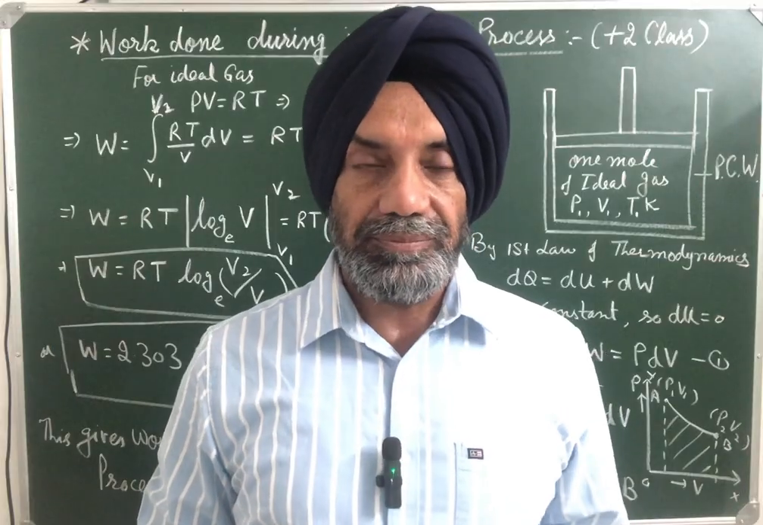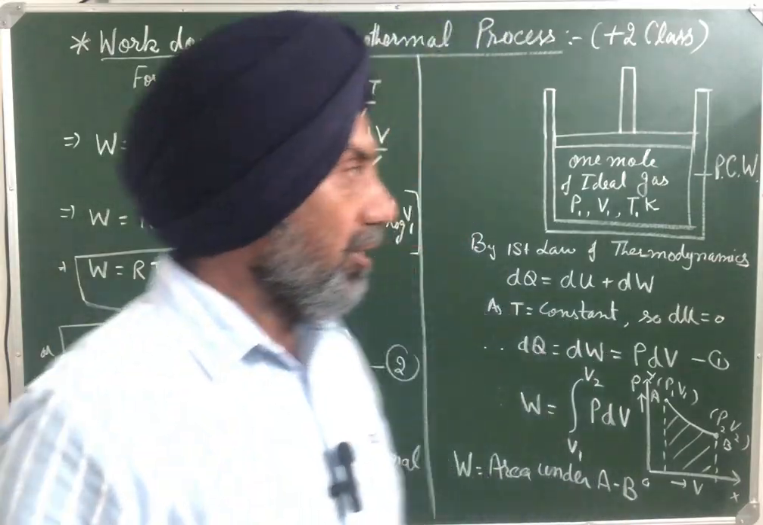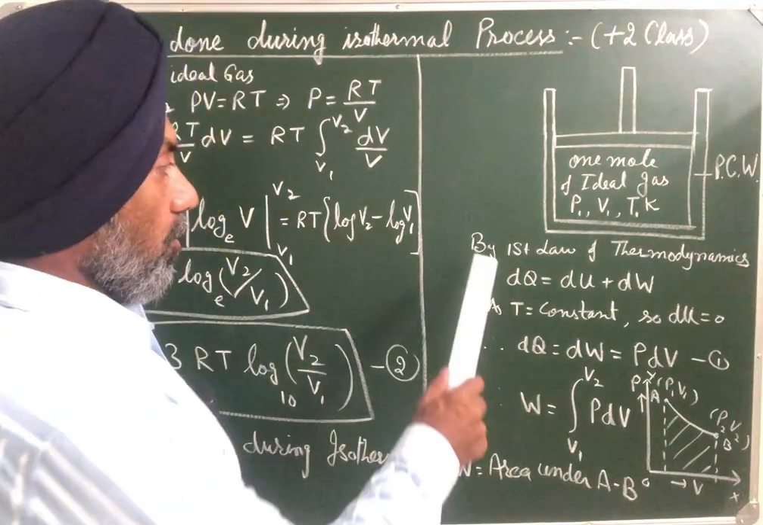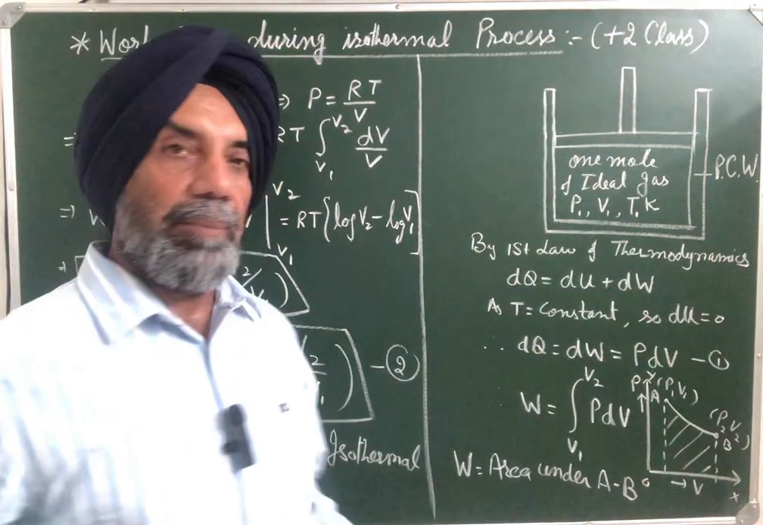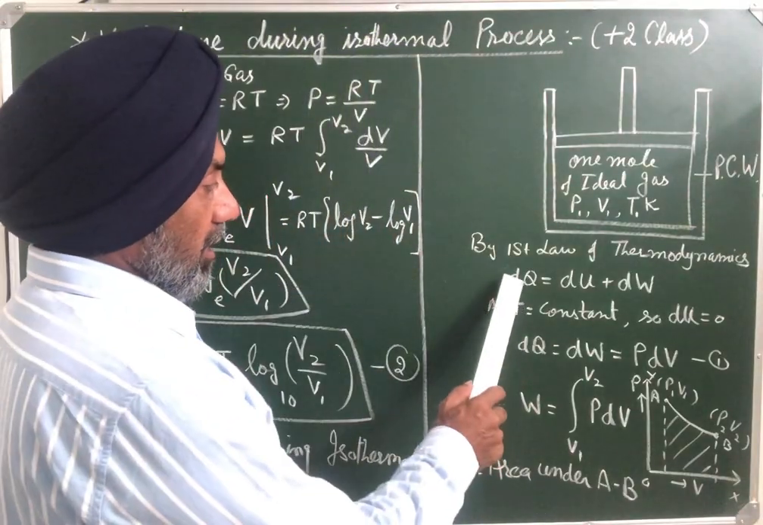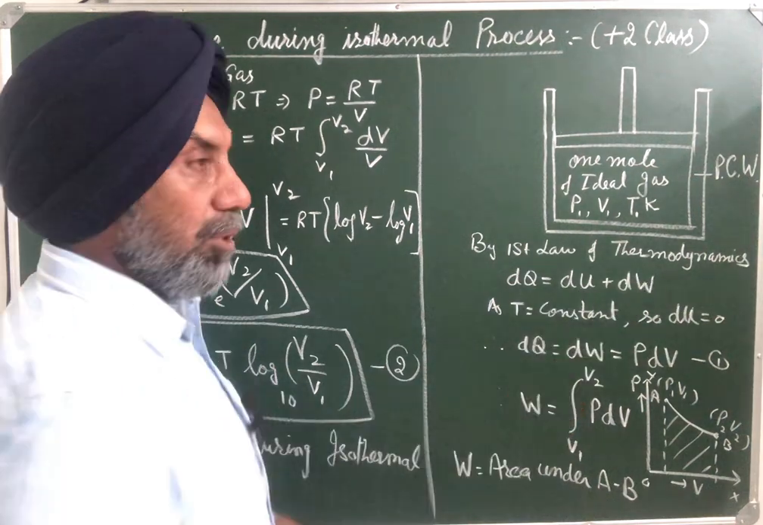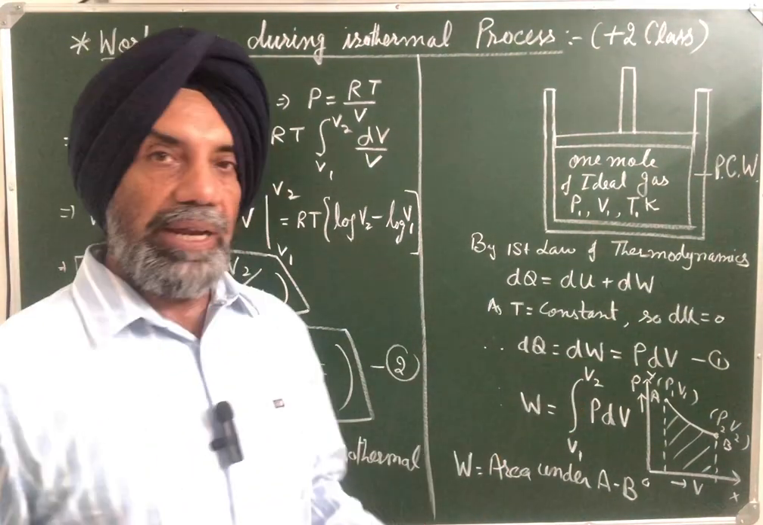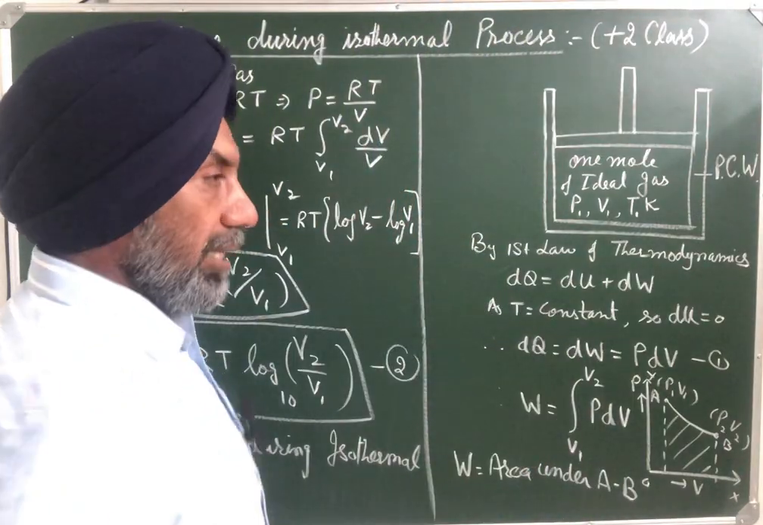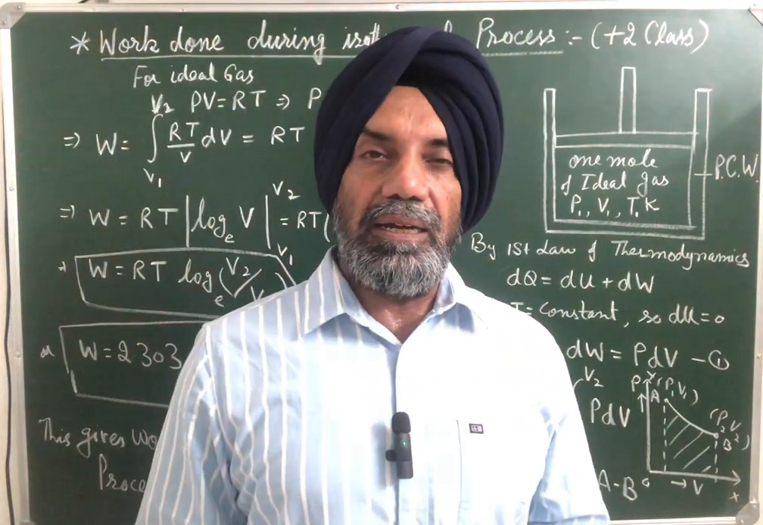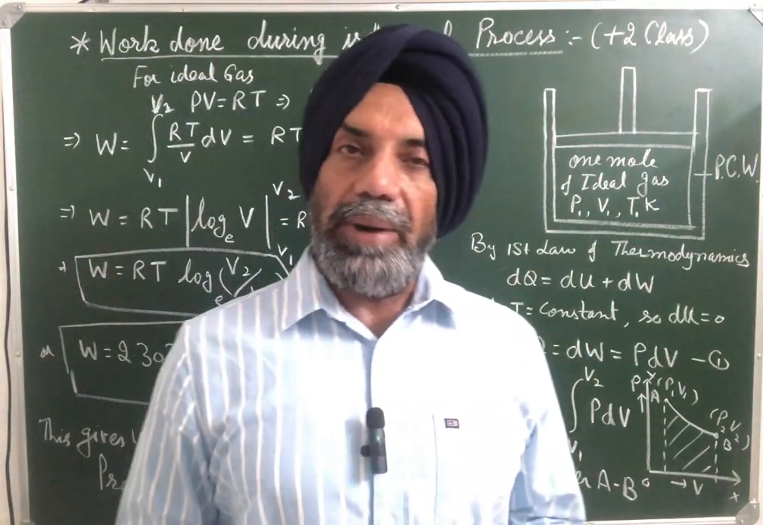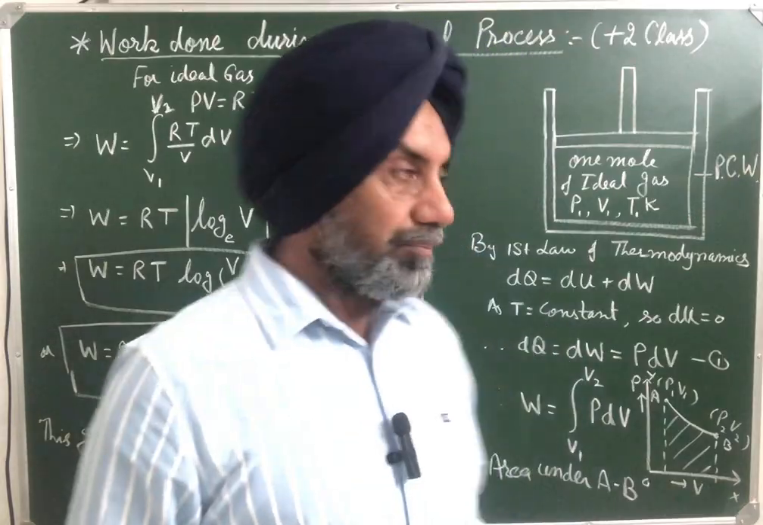to be done. And to find work done in this isothermal process, we use the first law of thermodynamics. The first law of thermodynamics states that dQ is equal to dU plus dW, where dQ is the amount of heat added or subtracted, dU is the increase or decrease in internal energy of the system, and dW is the amount of work done by the system or upon the system.